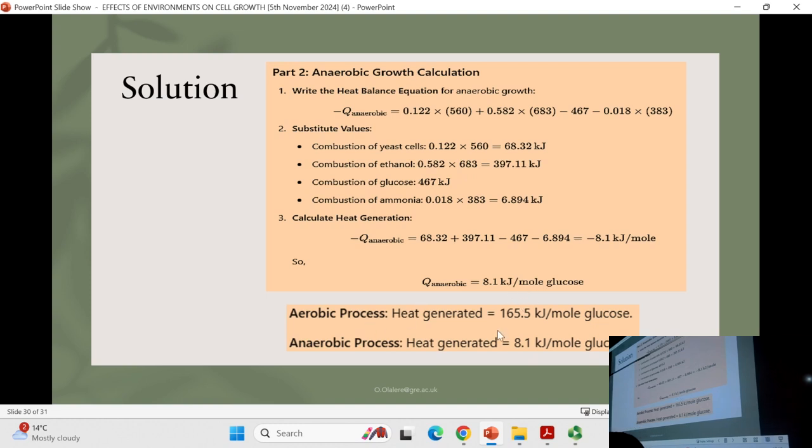So for the aerobic process, the heat generation is 165, and for the anaerobic process, the heat generation is this. I can ask you another question and add to it, to account for the difference in this heat in terms of percentage. You just check the difference between these. So there is a reduction in heat generation by how much? Is it 20%, 30%? I can add it to that question, so maybe that is what separates those who will get A and B. So that's that about that.